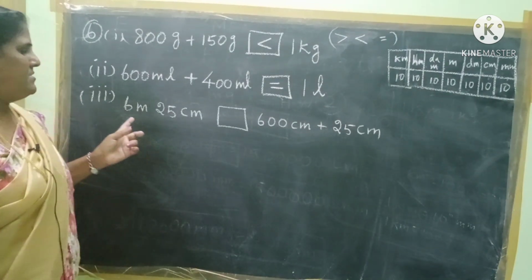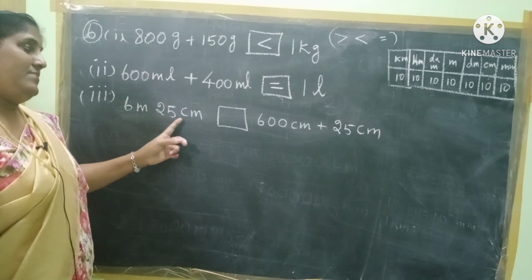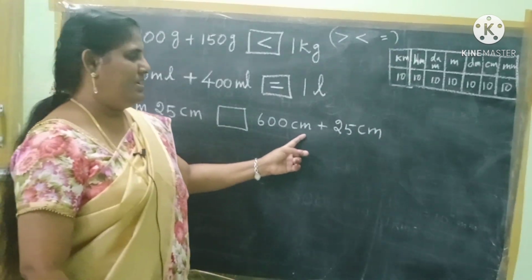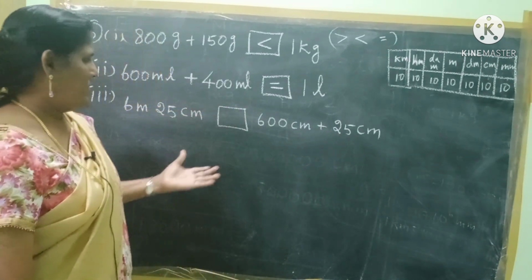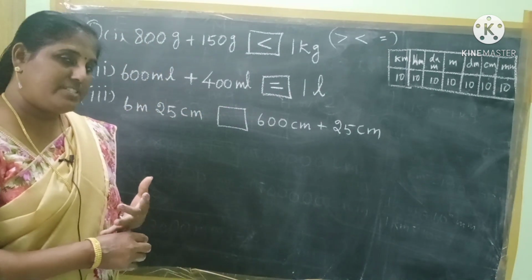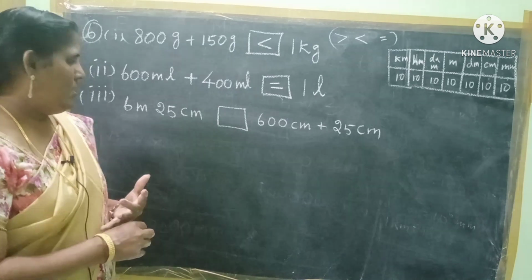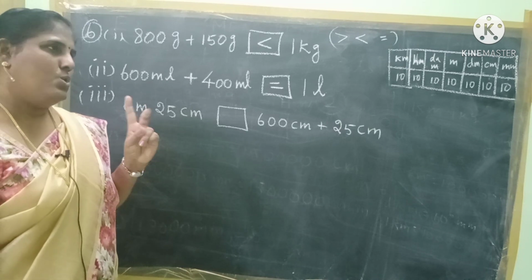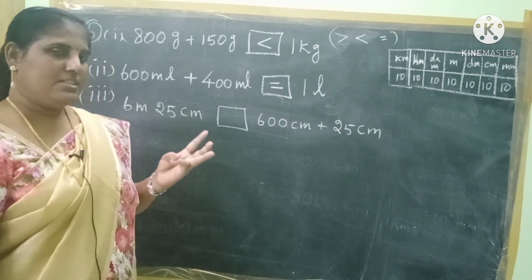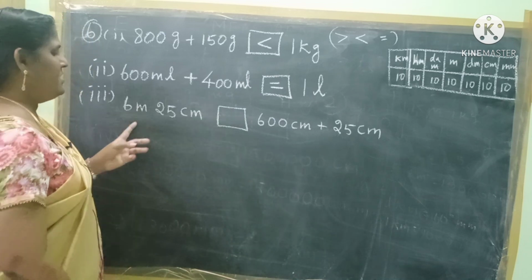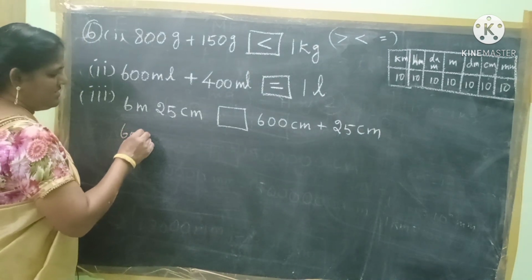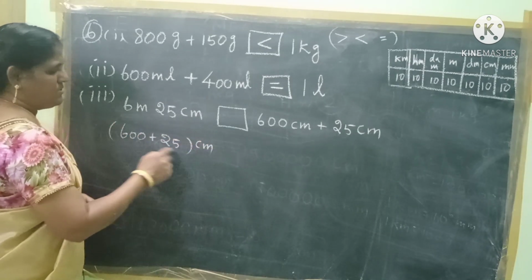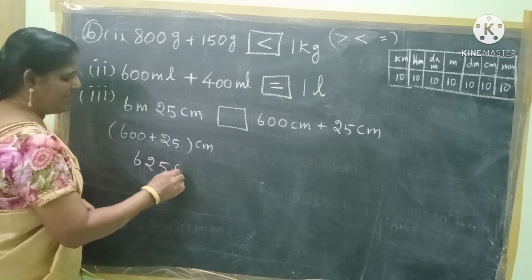Okay, let's see the third sum. 6 meter 25 centimeter on this side, and 600 centimeter 25 centimeter on the other. Children, I already told you, in a meter how many centimeter are there? 1 meter equal to 100 centimeter, 2 meter equal to 200 centimeter, 3 meter equal to 300 centimeter. So 6 meter means 600 plus 25, totally 625 centimeter.